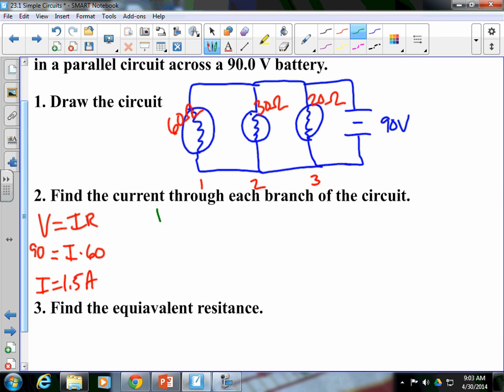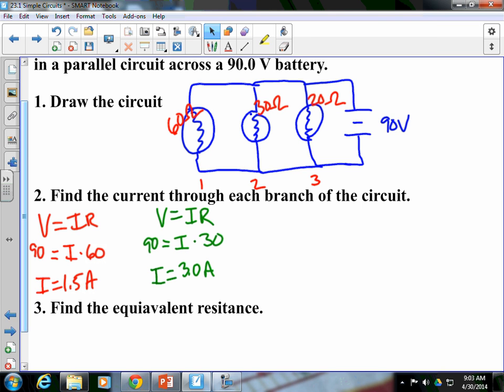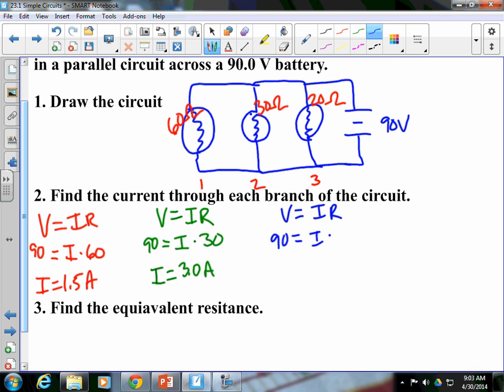Go to our second one. Voltage is equal to current times resistance. Again, 90 volts is equal to our current times our resistance in our second one, which is 30. 90 divided by 30 gives us 3.0 amps. Last up, in our third circuit, we're going to do the same thing again. Voltage is 90. That's equal to I times resistance. Our resistance is 20. 90 divided by 20 gives us 4.5 amps in our third circuit.